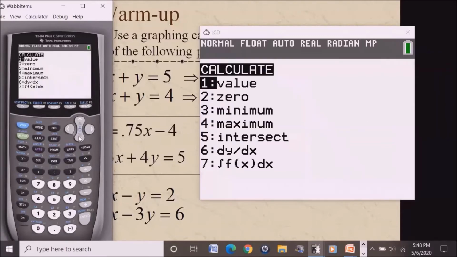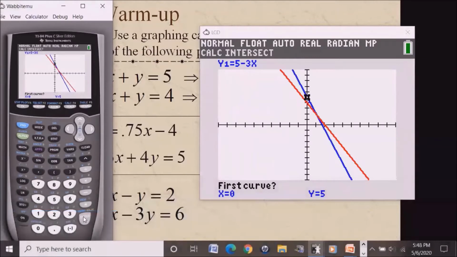In the past, we found a 0, but this time we're looking for an intersection. So we'll choose number 5. The graphing calculator is asking us a question: is y1 the first curve? And even though it's a straight line, the graphing calculator is going to call each of these things a curve. And the answer is yes, so we'll hit enter. Now the graphing calculator asks if y2 is the second curve. Again, the answer is yes, so we hit enter.